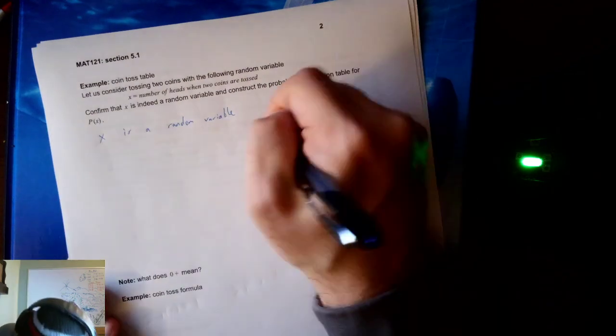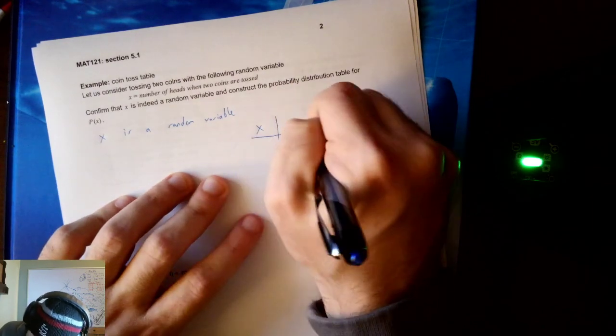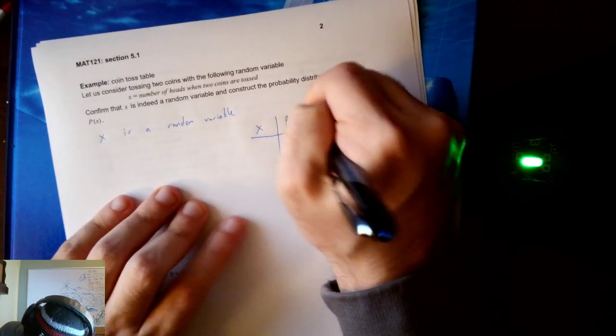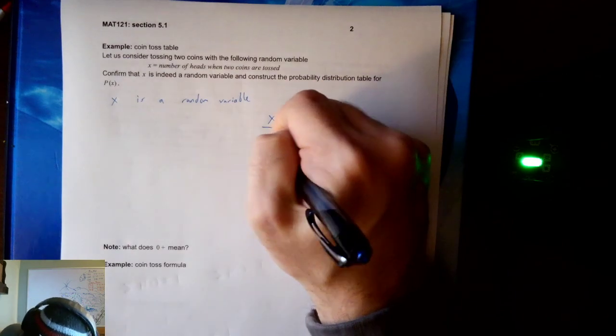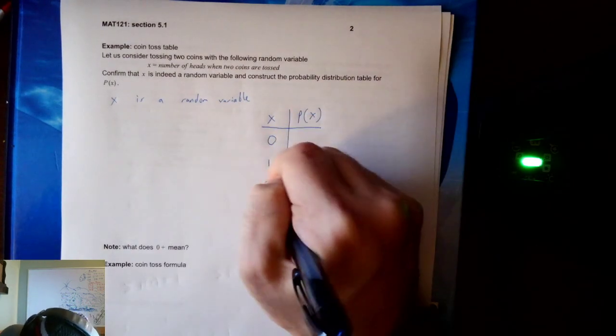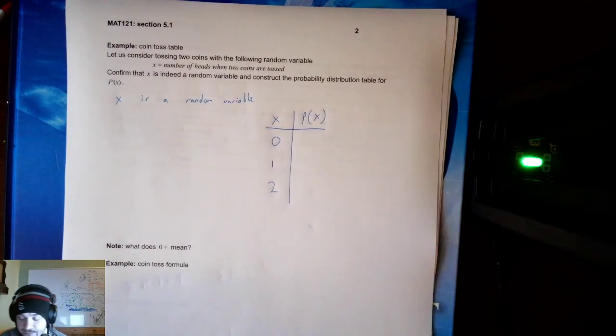So I determined X as a random variable. Now, I'm going to want to make the table. And I'm going to put the table over here. And it's going to be X and P of X. X is my outcomes. How many heads can I possibly flip on 2 coins? I could flip 0, 1, or 2 heads on 2 coins, right? Those are my 3 possible outcomes. I can get 0 heads. That's if I flip double tails, right? I could get 1 heads, or I could get double heads, right? Those are my possible values for X.